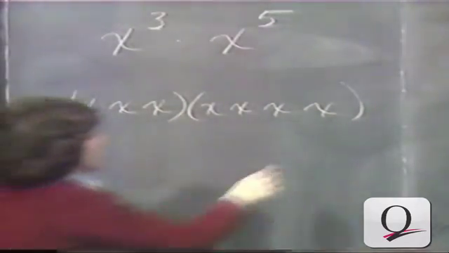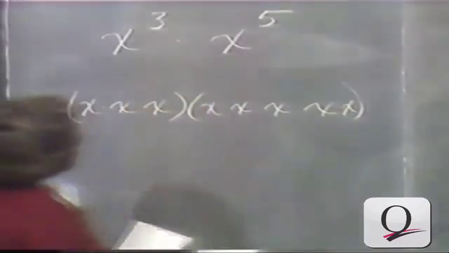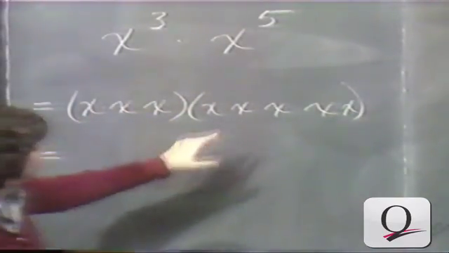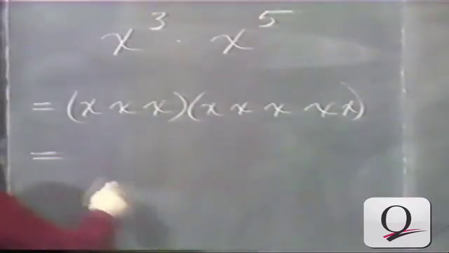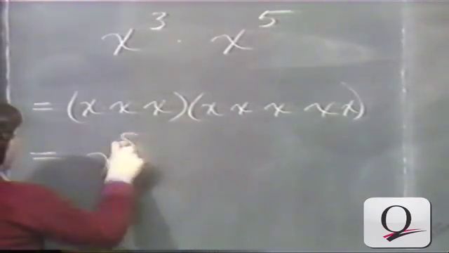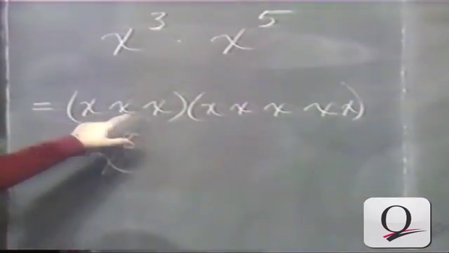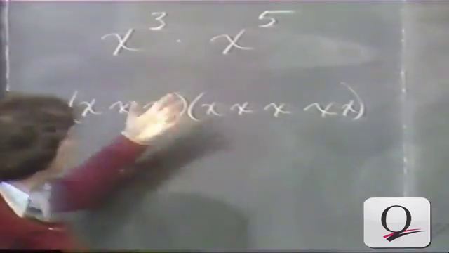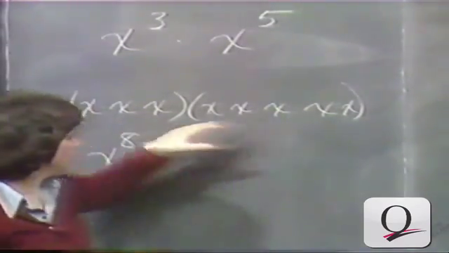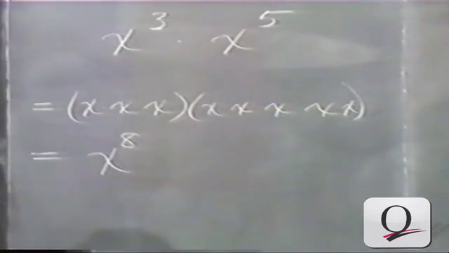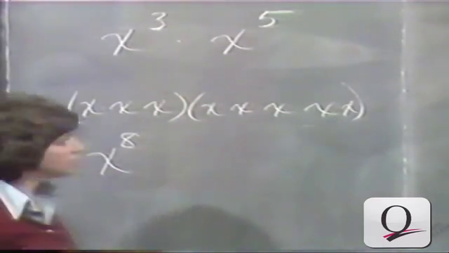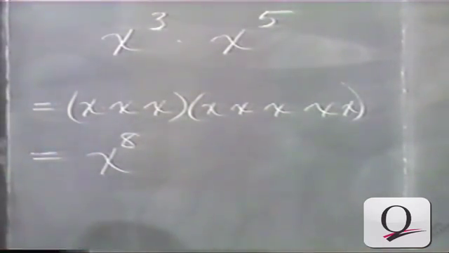And the natural answer to this problem, since you have x to the third power times x to the fifth power, would be x to the 8th power. You have 3 x's here, 5 of them there, all together x times itself 8 times, x to the 8th power. And we formulated this as a first rule for exponents.